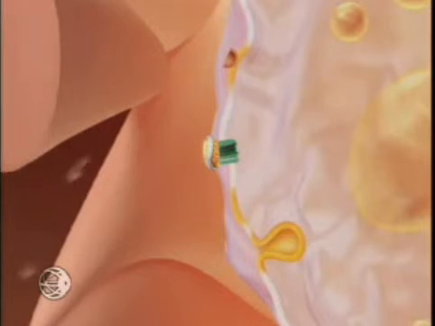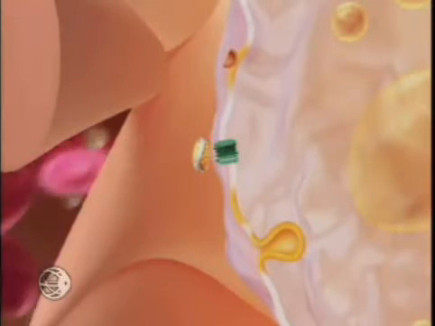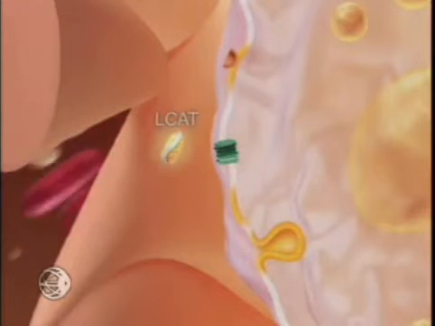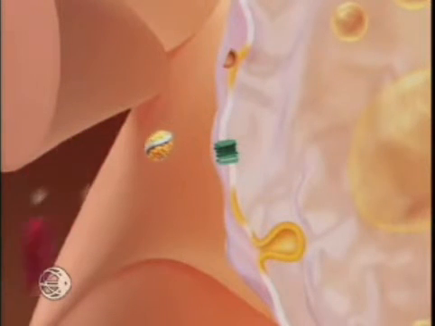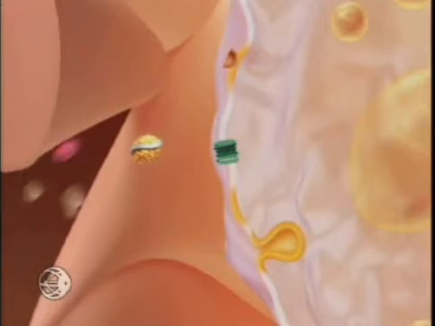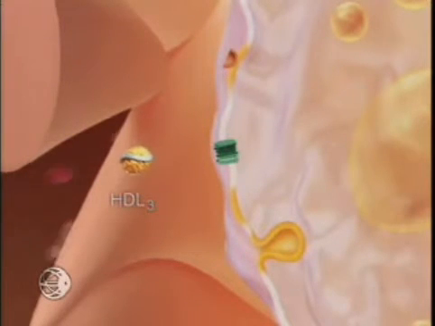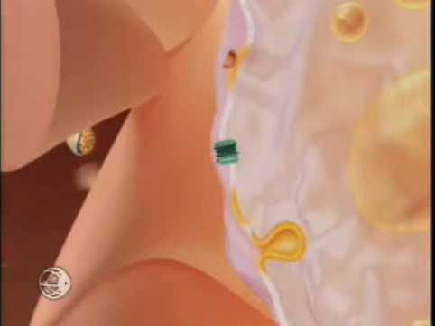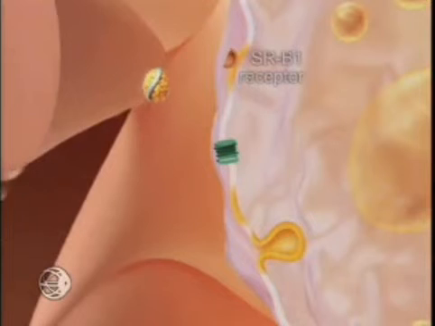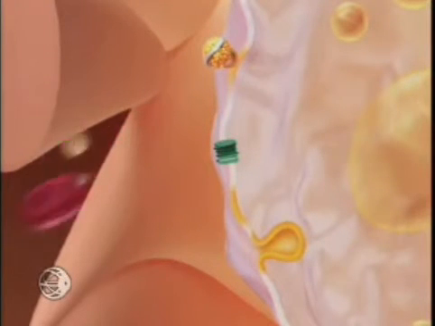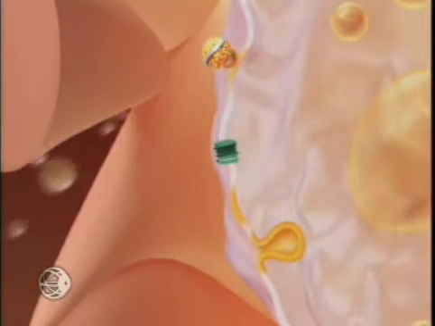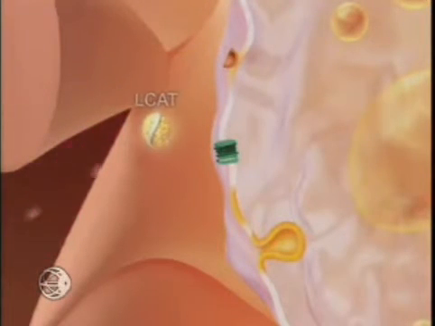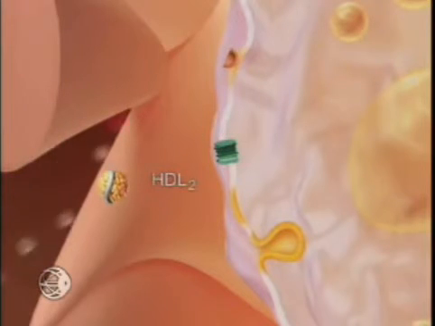Next, the free cholesterol on HDL's surface is esterified by lecithin cholesterol acyltransferase, or LCAT. The cholesterol ester then moves to the lipoprotein's core, forming the more spherical, mature HDL3. Further cholesterol removal by HDL3 occurs through SRB1 receptors in membrane cholesterol pools. As HDL3 collects more cholesterol and is acted on by LCAT, it expands to HDL2.